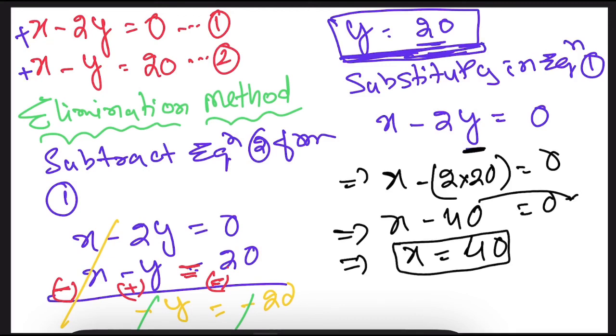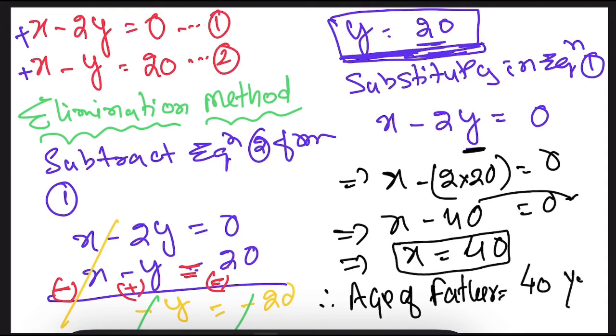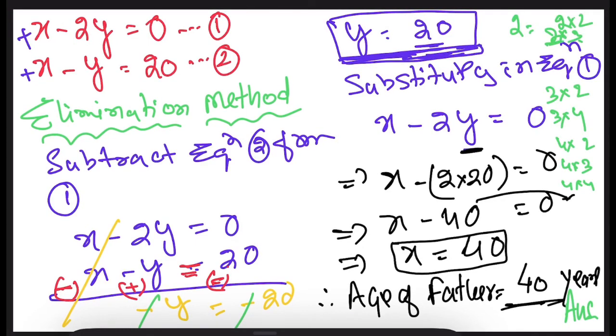x is what? x is the father's age. He is asking to find the age of the father. So therefore the age of father equals 40 years. This is the answer. So it is understood. In this question the age of father was asked, and it is 40 years, the present age is 40 years. Okay, understood.